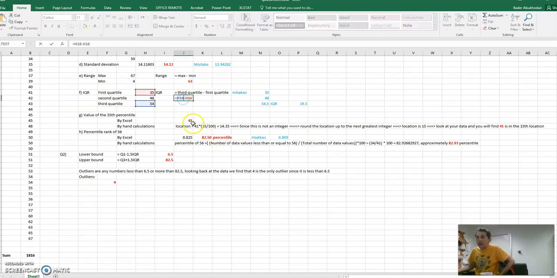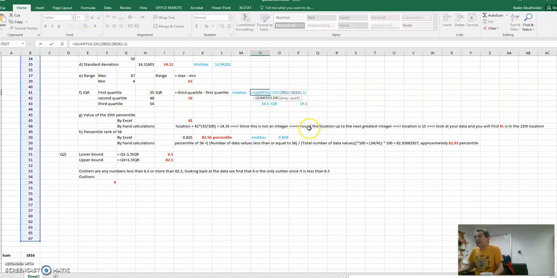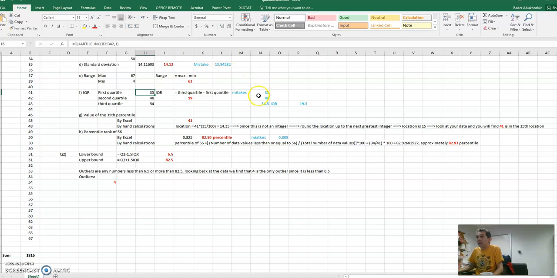So the interquartile range was the third quartile minus the first quartile, and this was 19. I have had students make a mistake again, using the quartile exclusive. For quartile, you always use INC, which is the included. Percentile, same thing, you use INC, which is included. So you want to include the corner, basically. You don't want to exclude the corner. Over here, they exclude the corner, and you get a wrong answer.